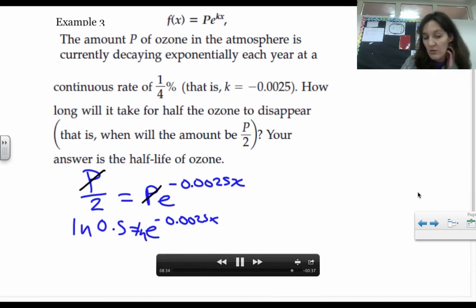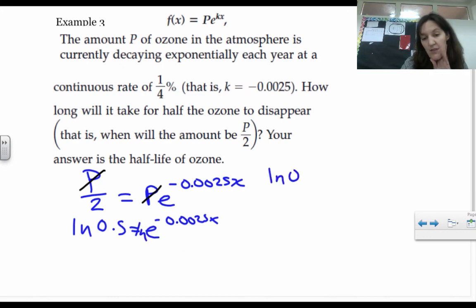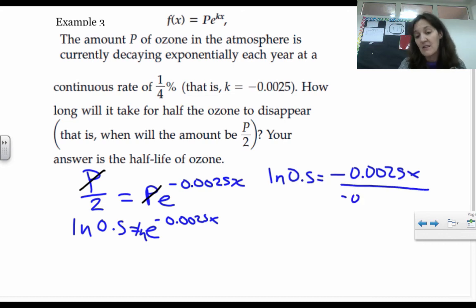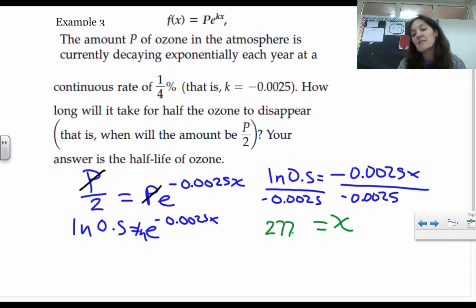So I take the natural log of both sides, and I end up with the natural log of 0.5 equals negative 0.0025x. I can divide by negative 0.0025, put it into a calculator, and I end up with x equals something. I don't remember what the answer was. It was big, 277 something. 277 and 0.26.